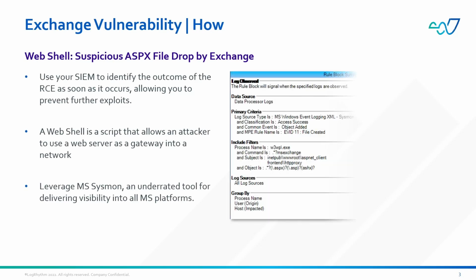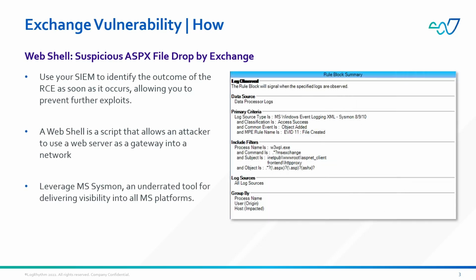In response to this announcement, LogRhythm created a simple rule that was designed to identify a web shell that's dropped on the Exchange server. A web shell is a web script that is placed on an openly accessible web server to allow an adversary to use the web server as a gateway into a network.